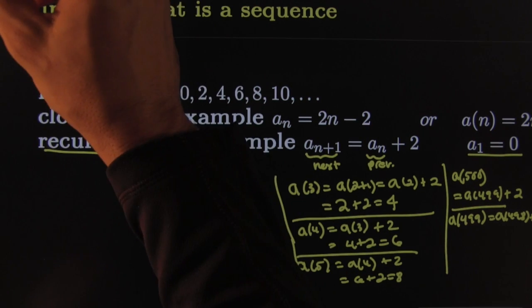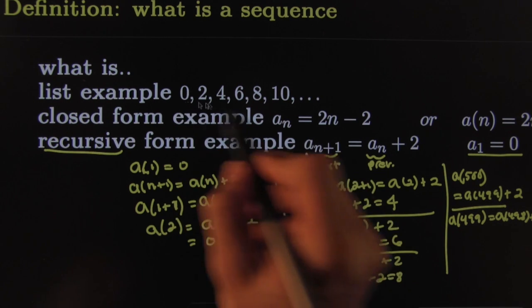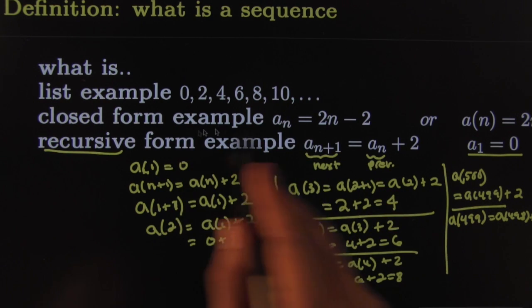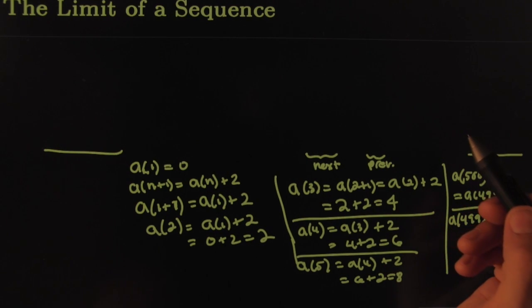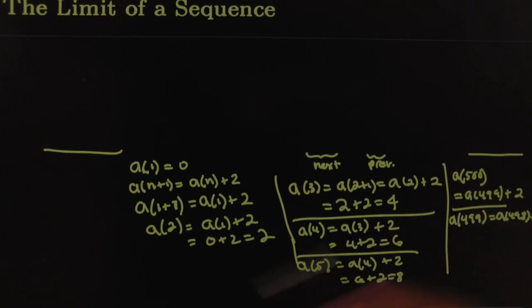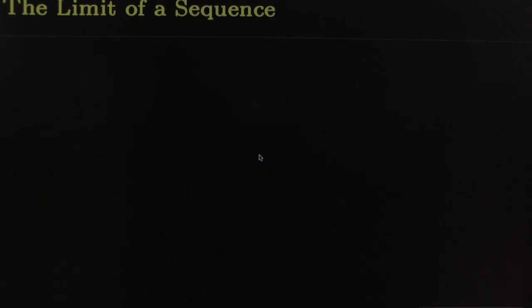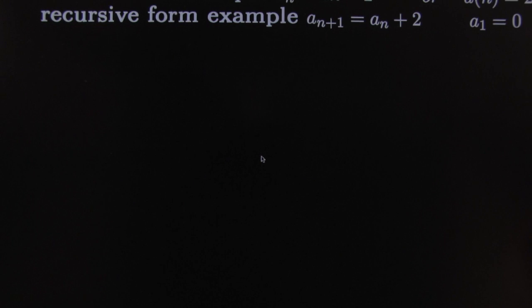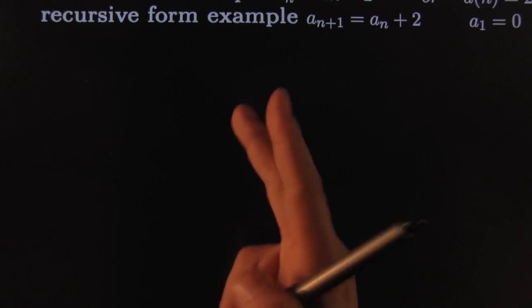Anyways, that's what a sequence is. Those are the three famous ways of describing a sequence. You can provide a list for people, you can provide a closed form, or you can provide a recursive definition. Alright, let's cut this off here and then come back and talk about another famous term, called the limit of a sequence. Come back.